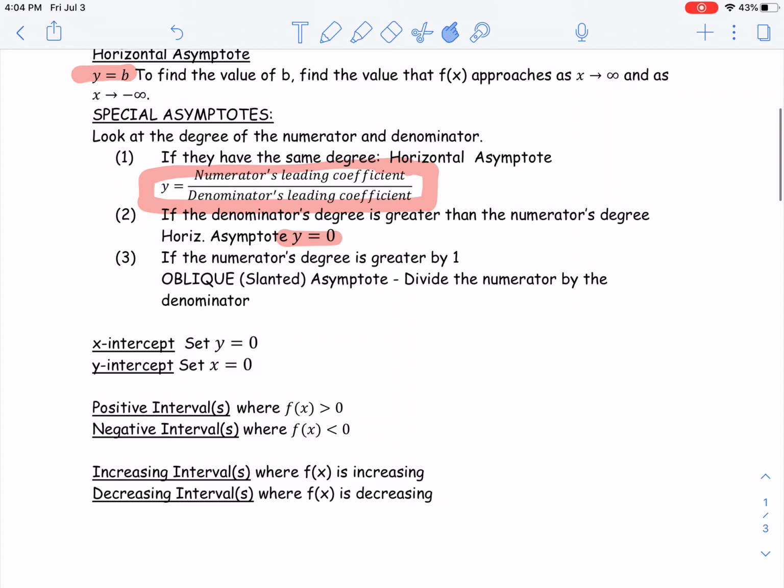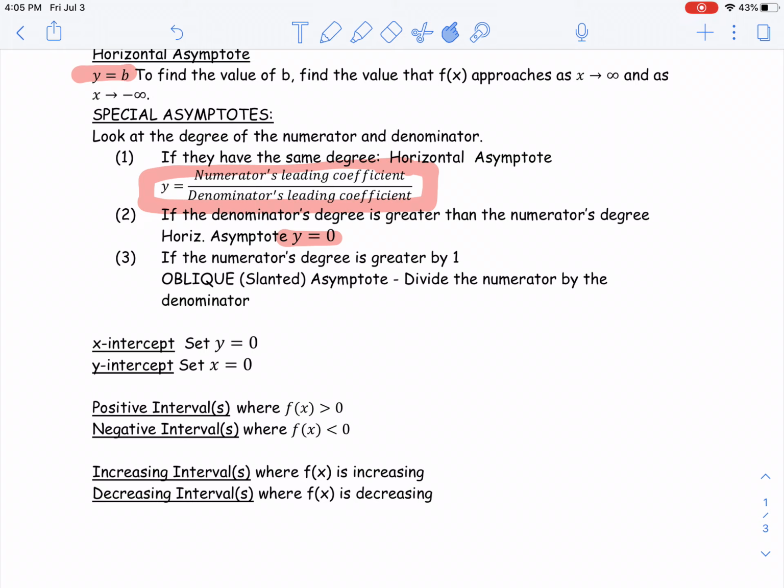To find the x-intercept for a rational function, you're doing the same as always, setting y equals 0 and solving for x. This could involve factoring. And to find the y-intercept, you're going to set x equal to 0. Positive intervals are where the value of f at x is greater than 0, and negative intervals happen when f at x is less than 0.